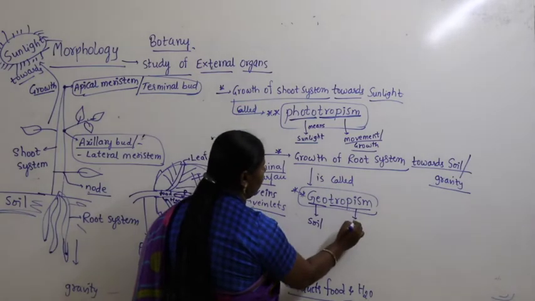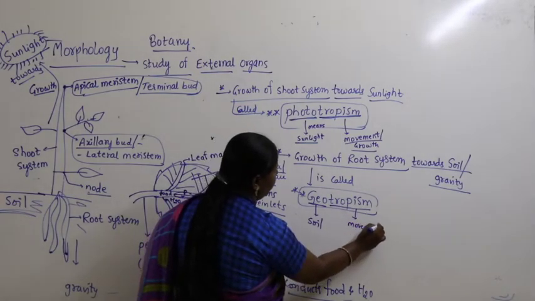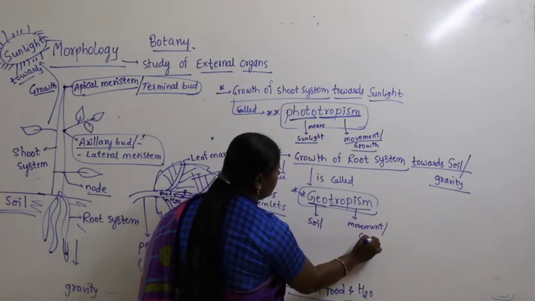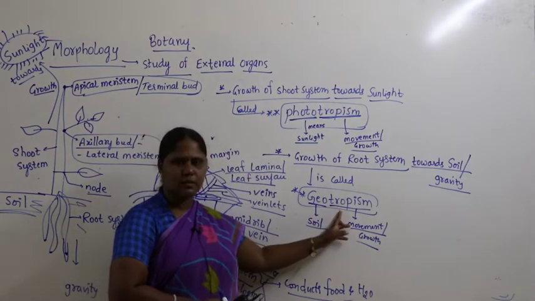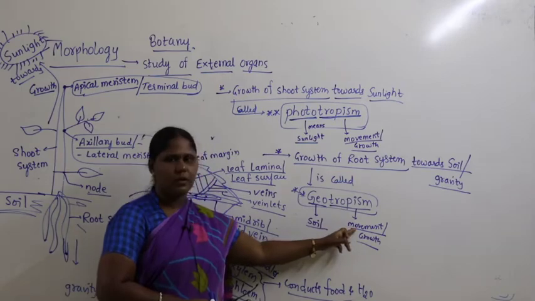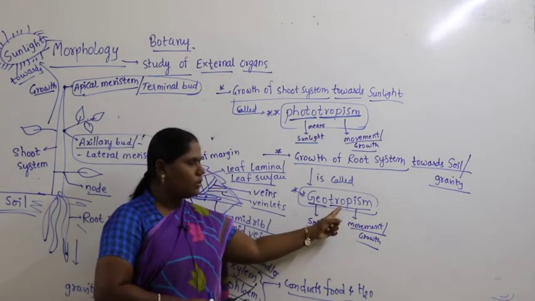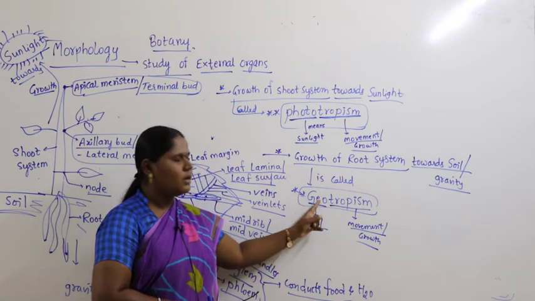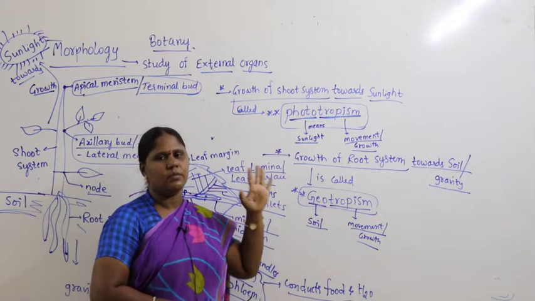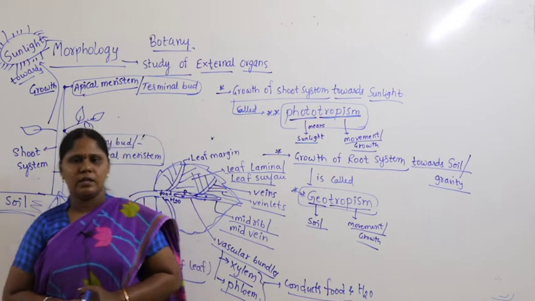Trophism means movement. Movement or growth of the root. What's the meaning of trophism? Trophism means movement. Movement or growth. Growth of the root towards the soil is called geotrophism. So, two things you have to understand.